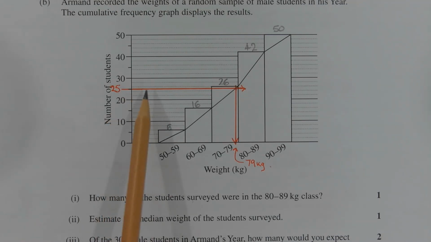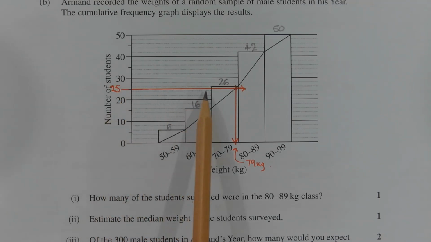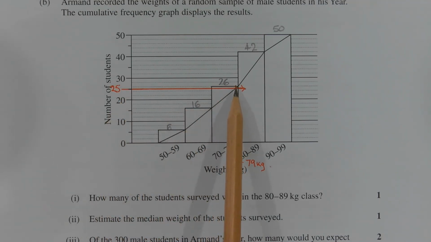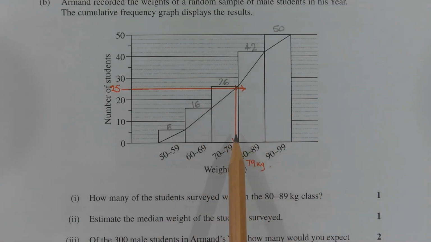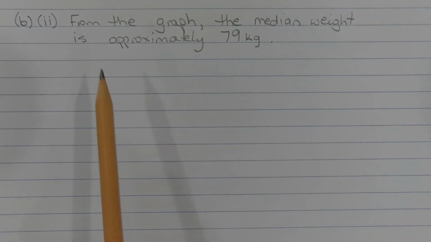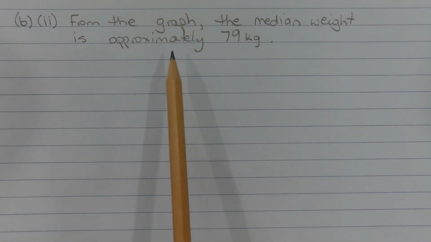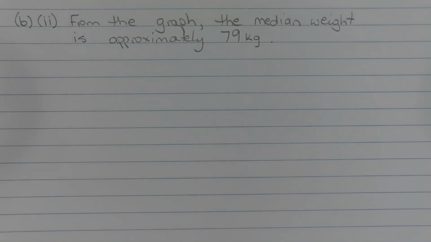So locating this point here on the y-axis, we project across until we strike the ogive, or the polygon, and then where it strikes the polygon, project downward to the x-axis, and we can see here that it's approximately 79 kilograms. So from the graph, the median weight is approximately 79 kilograms.